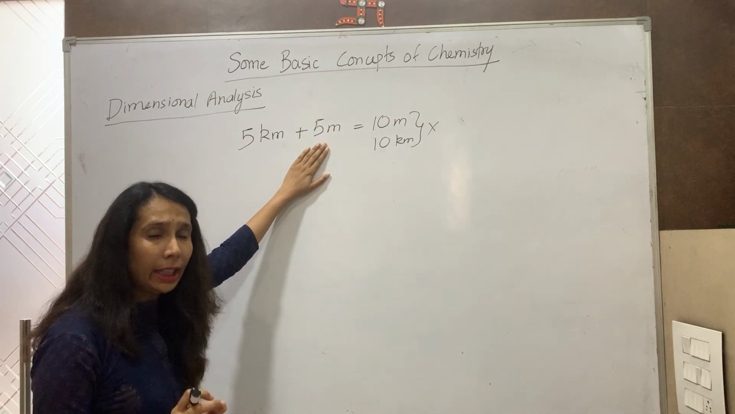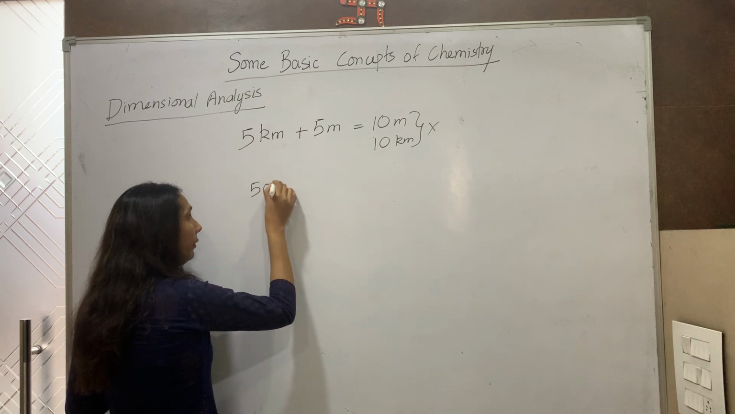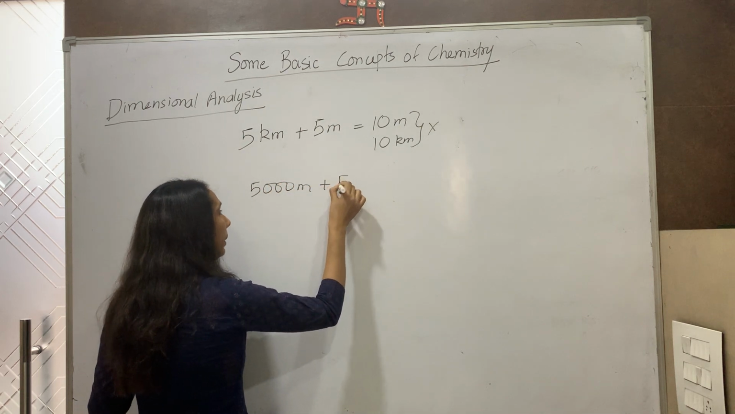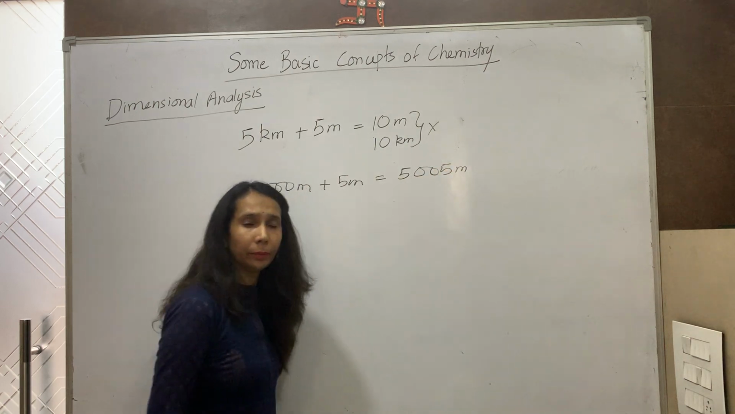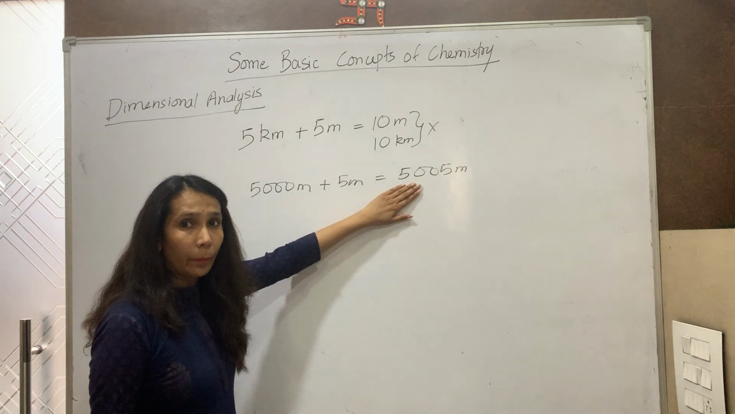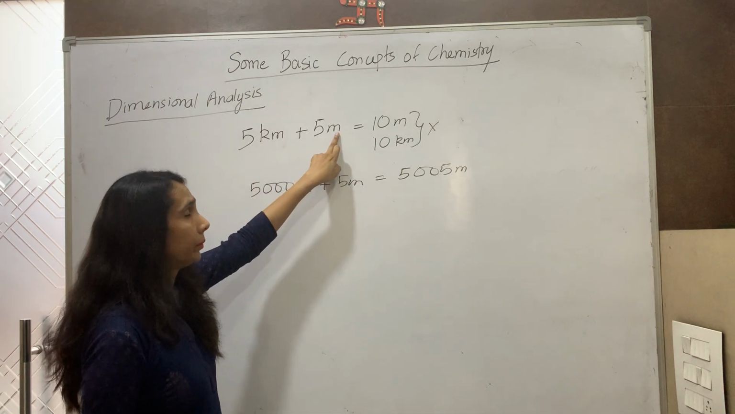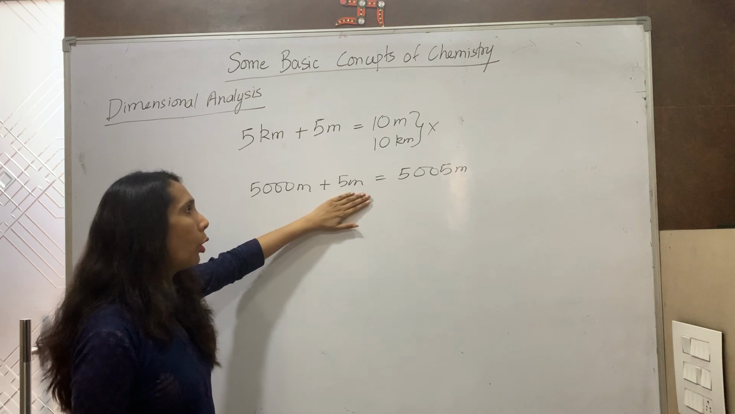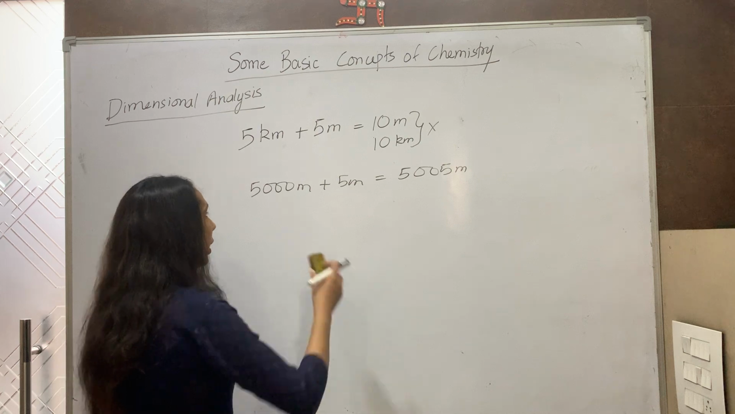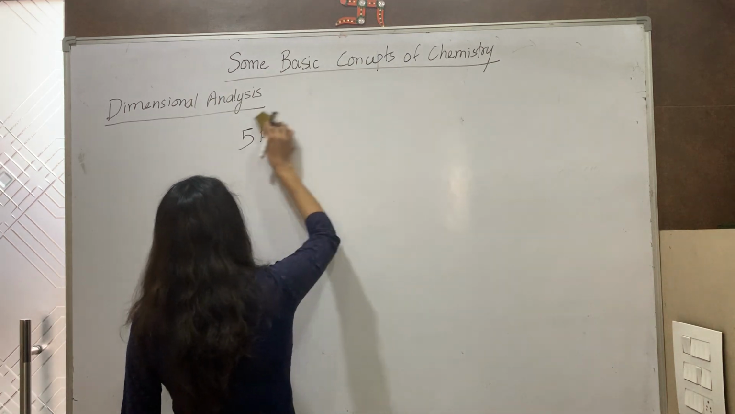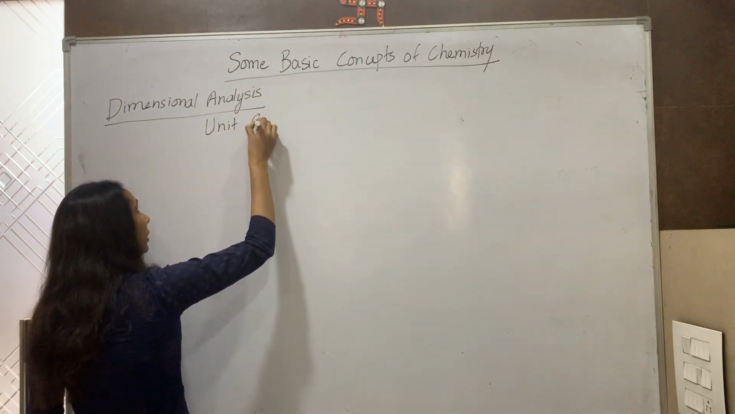We know that 1 kilometer is equal to 1000 meter. So it will be 5000 meter plus 5 meter, and the answer will be 5005 meter. That is the correct answer. So we have analyzed the quantities that we are using, their units have to be proper before carrying out any mathematical operation. Now in dimensional analysis, we will use a particular method which is called as the unit factor method.